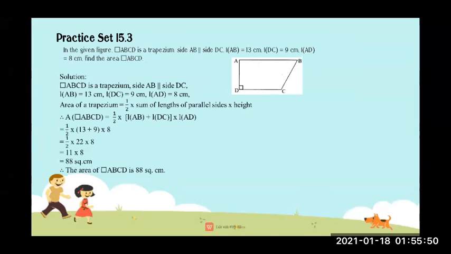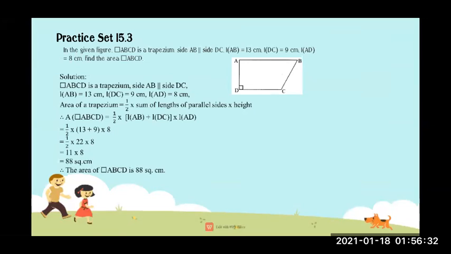Now here we will use the formula, that is area of a trapezium. Area of a trapezium is half into sum of the length of parallel sides multiplied by height. Here the parallel lines are our AB and DC and our height is AD. So here we will write area of trapezium ABCD equal to half into AB plus DC, that is our parallel lines, which we will write in bracket, bracket close, multiply by height. Now in this figure, which is our height? AD is our height. So multiply by AD.